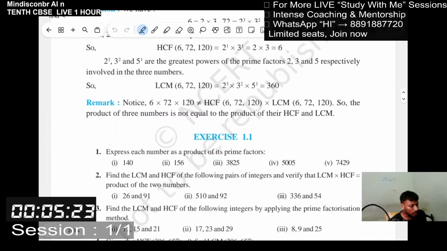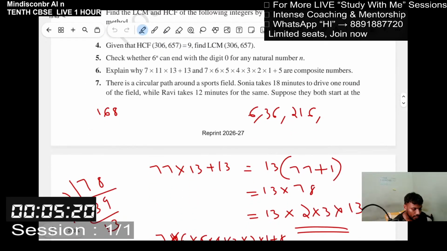There is a circular path around a sports field. Sonia takes 18 minutes to drive one round of the field, while Ravi takes 12 minutes for the same. Suppose they both start at the same time and go in the same direction. After how many minutes will they meet again at the starting point? Here the required number of minutes is the LCM of these two times.